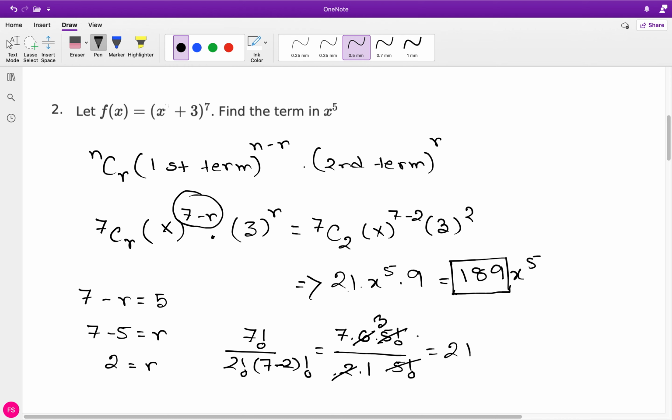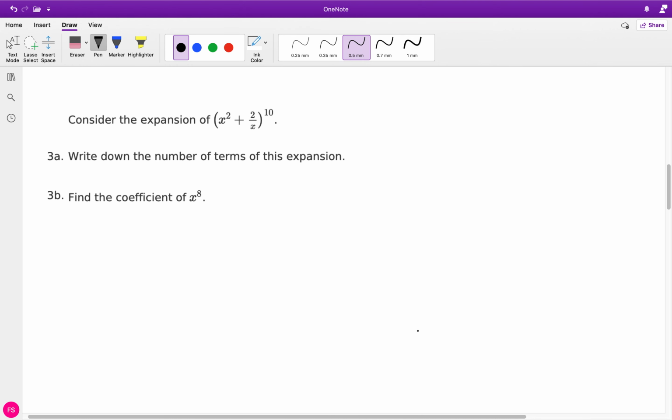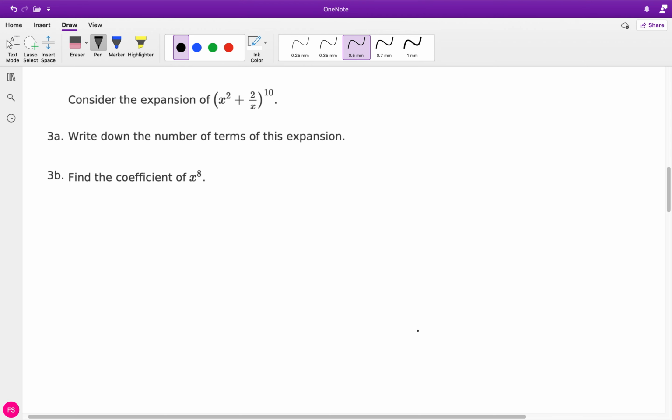Okay, so let's move to number 3. Okay, consider the expansion of (x squared plus 2 over x) to the power of 10. The first question is easy. All you need to do is just write down the number of terms of this expansion.